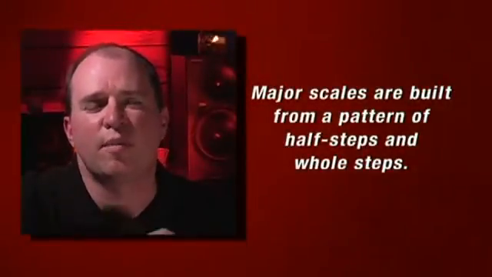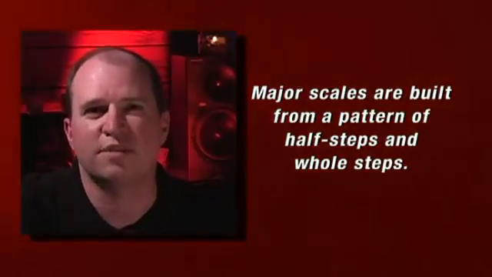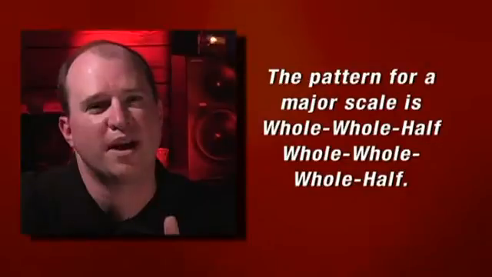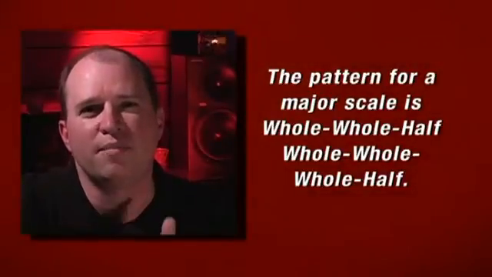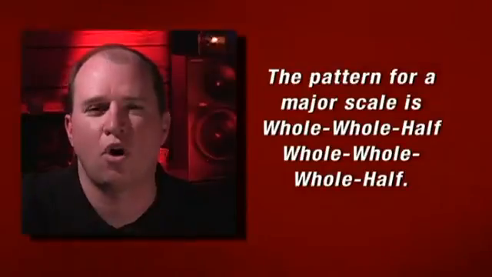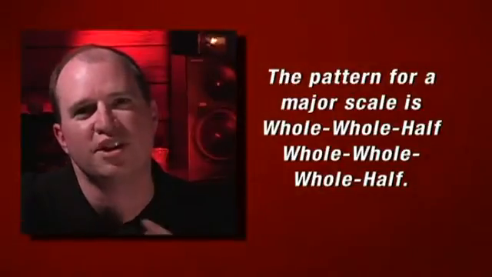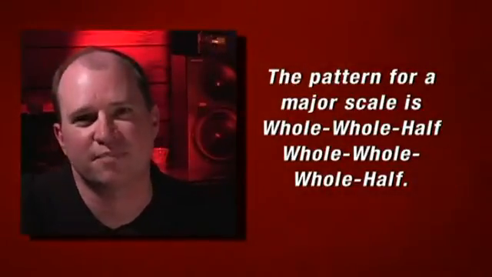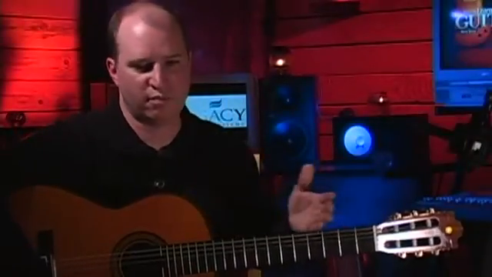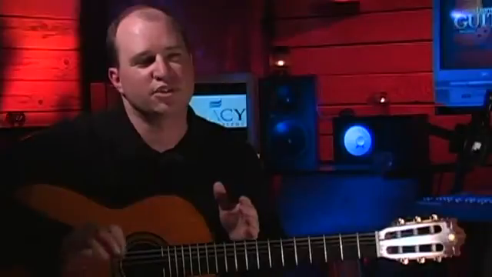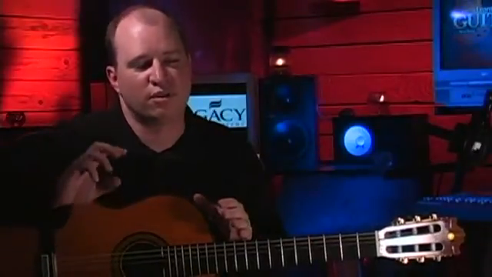Major scales are built from a pattern of half steps and whole steps. You ready for the pattern? Here it is. The pattern for a major scale is whole step, half step, whole step, whole step, whole step, half step. So it's 2 whole steps and a half step, then 3 whole steps and a half step. That's how a major scale is made. You start on any note, whether it's an F or a G or a B flat or a G flat, and you build up in that whole step, half step pattern, and you end up with the major scale.